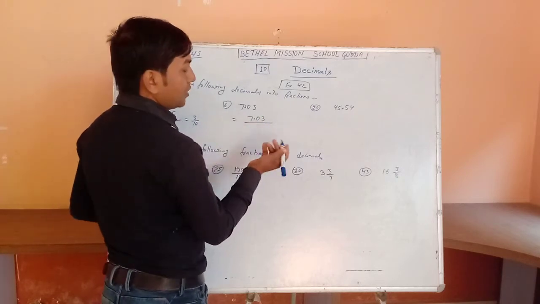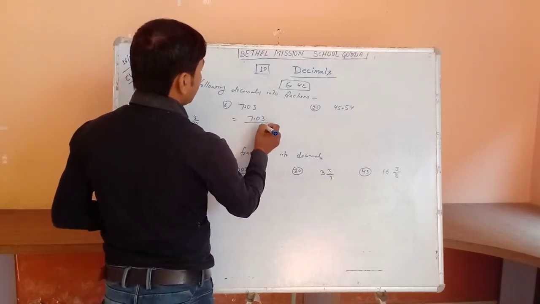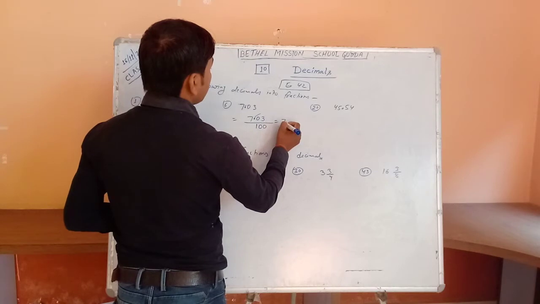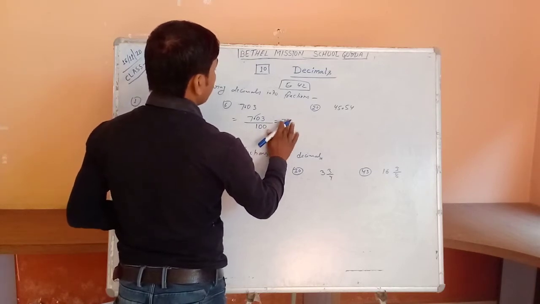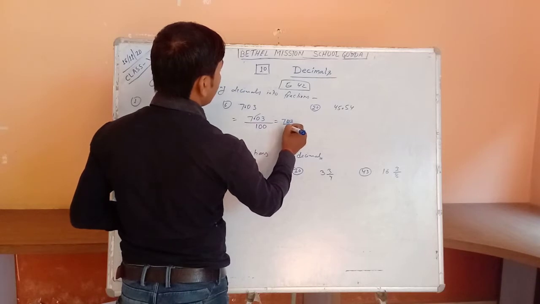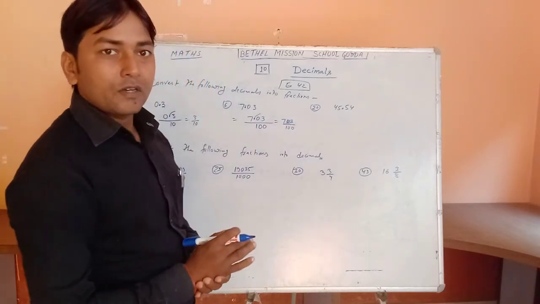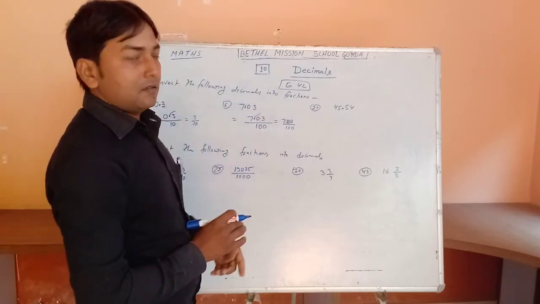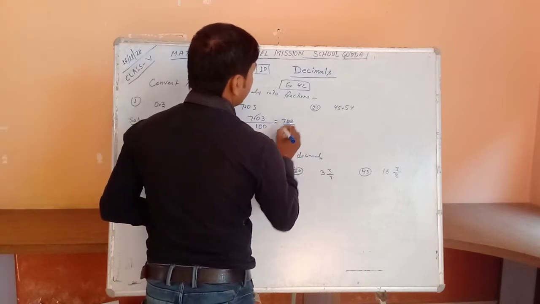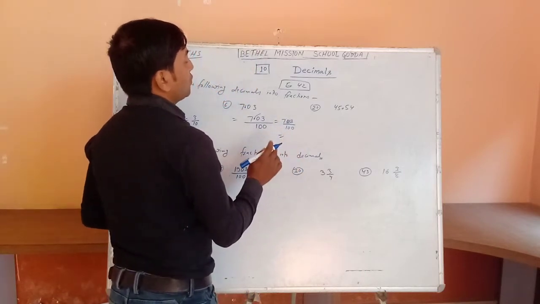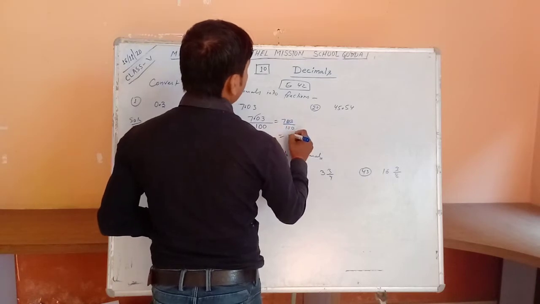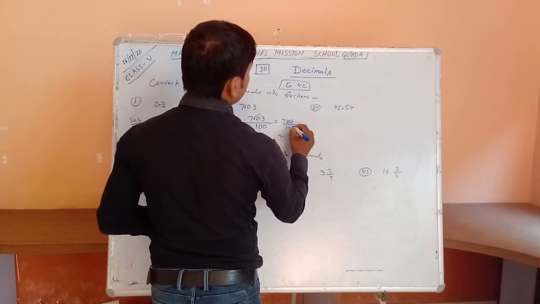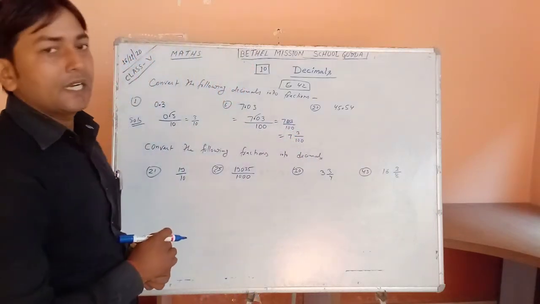1 and 2, so 2 decimal places. So give 1 and 2 zeros, and remove the decimal. It became 703 by 100. This is a fraction, but it is an improper fraction. You can also write this one as a mixed fraction. This becomes 7 and 3 by 100.